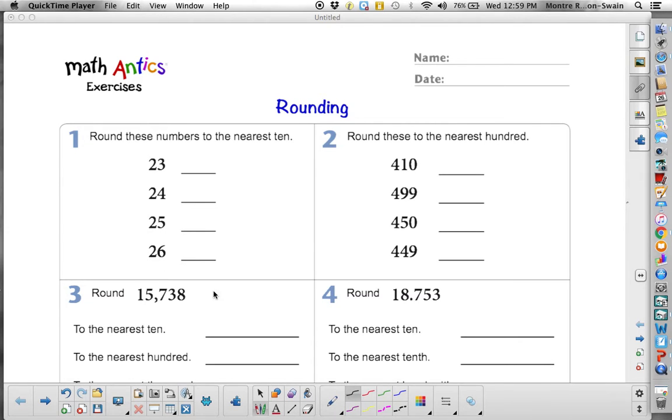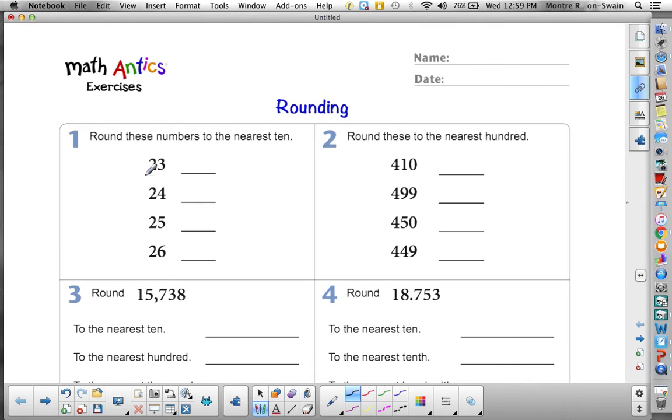So that means let's underline the 2 that's in the tens place. We're going to circle the number to the right. That 3 is going to say if we're going to go up or down. Okay, we're going to go down. Since we're rounding down, the 2 stays the same, and the circle number becomes a 0.